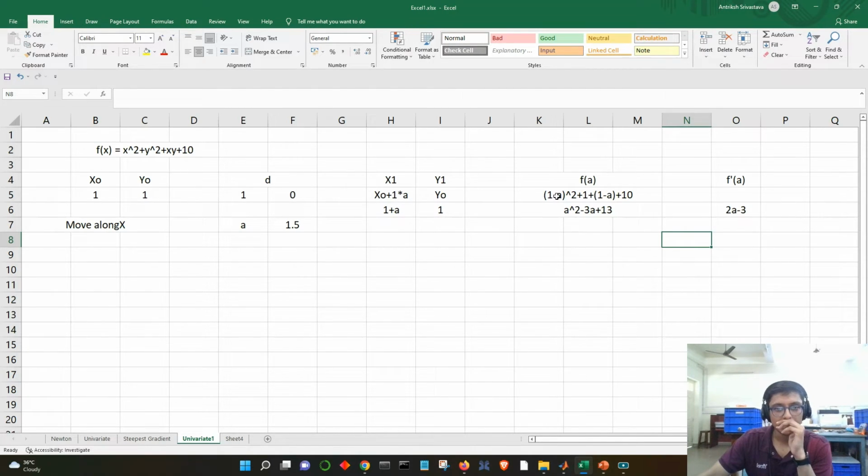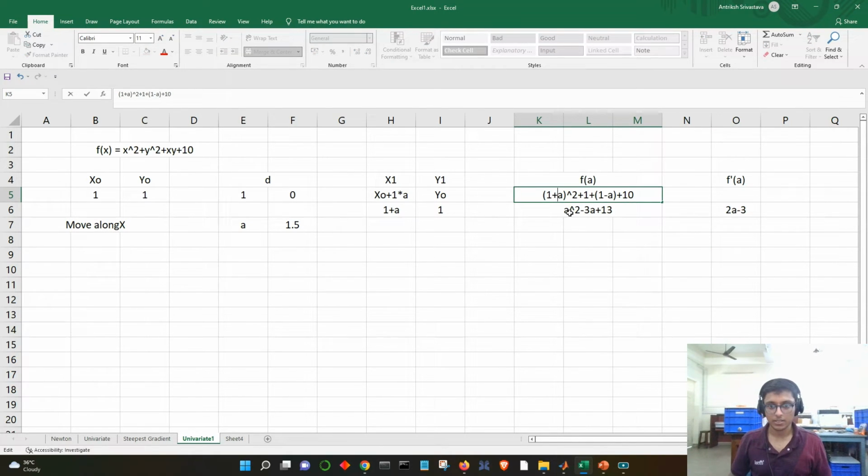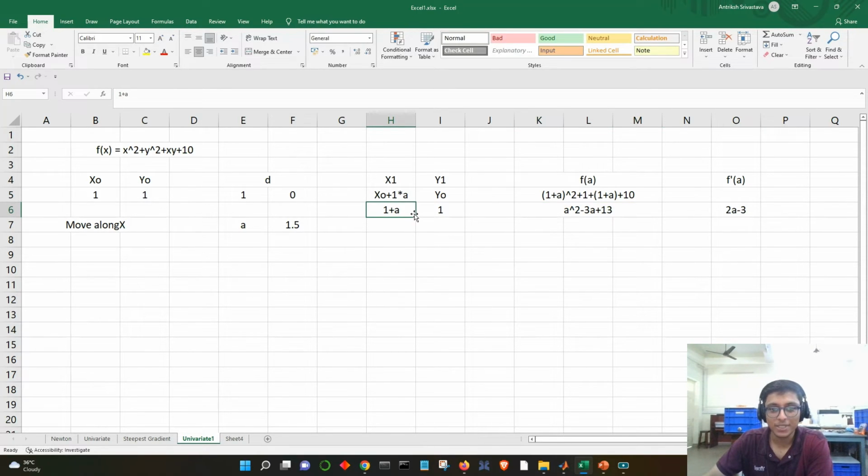Oh yeah. See, I made one mistake here, and no one noticed. I changed it to 1 plus a, right? So it should have been (1 plus a) square plus 1 plus (1 plus a). Okay, so that's my mistake. I apologize for that. So what will be the new expression now?